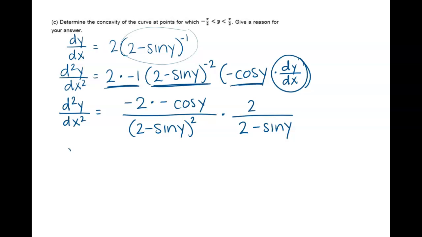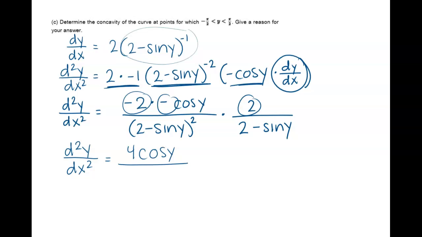Getting a little bit better. d squared y over dx squared equals, well, a negative 2 times a 2 is a negative 4. So negative 2 times 2 is a negative 4, times a negative 1 is a positive 4. So in the numerator, we have 4 cosine of y. And we have 2 minus sine y squared times another 2 minus sine y. So we get 2 minus sine y cubed. Okay, so there is our second derivative.